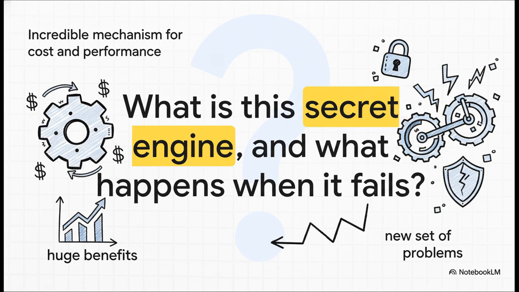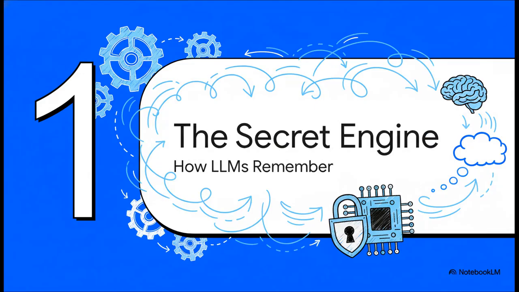So, here's the big question for our explainer today. We've got this incredible tool that gives us huge wins in cost and speed. But what happens when that exact same tool, the one designed to make everything better, opens up a whole new can of worms? Okay, so to really get what's going on here, we've got to start with the basics.